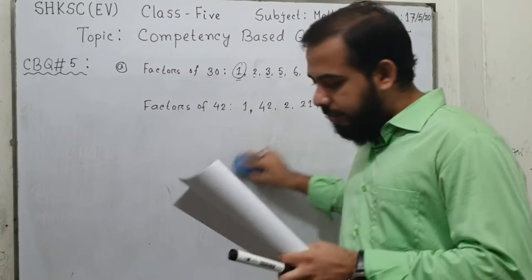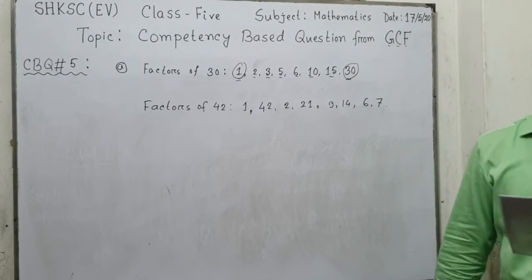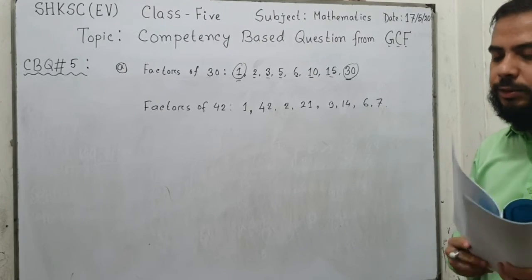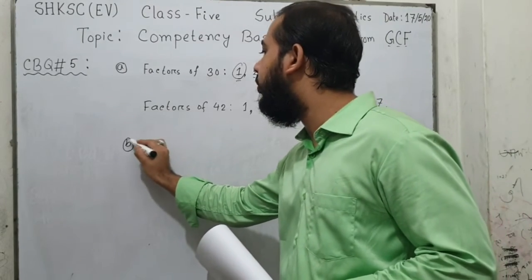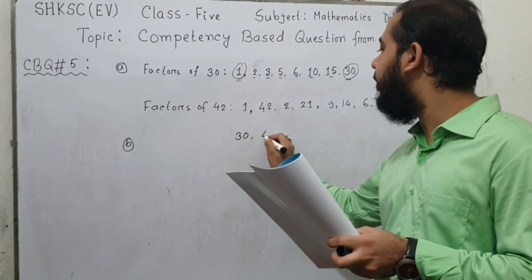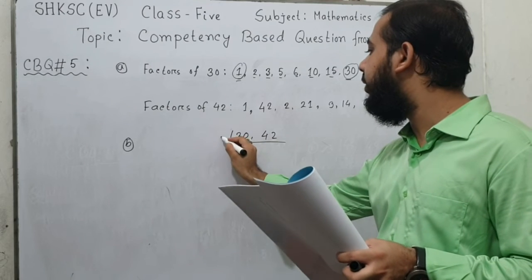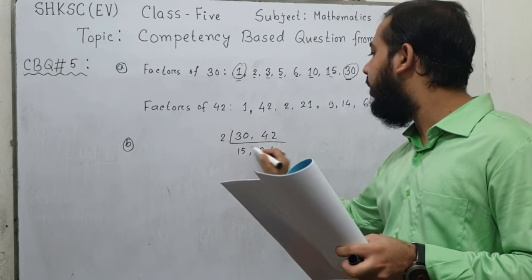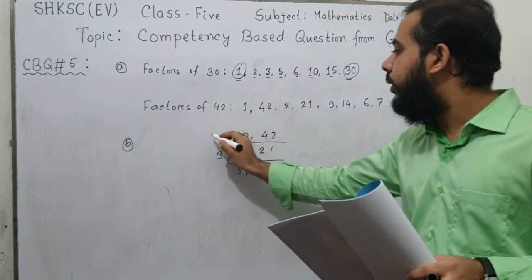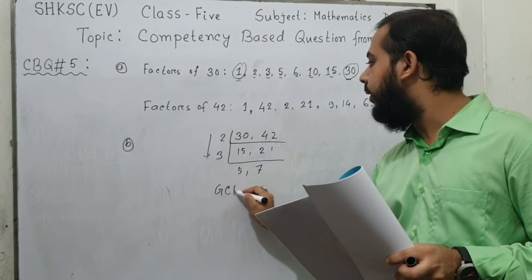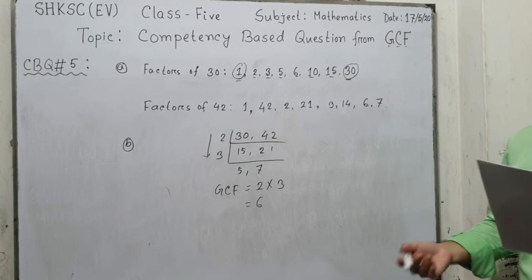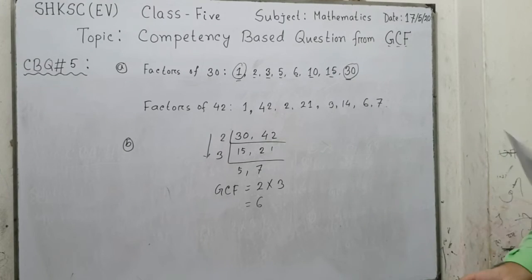Now question number B. Find the maximum number of groups the boys and girls can be divided into. As usual, for question B you find the GCF of 30 and 42. First we divide by 2, getting 15 and 21, and then we divide by 3, getting 5 and 7. So the GCF is 2 times 3, that is 6. The maximum number of groups is 6.